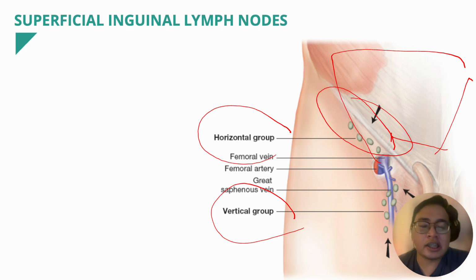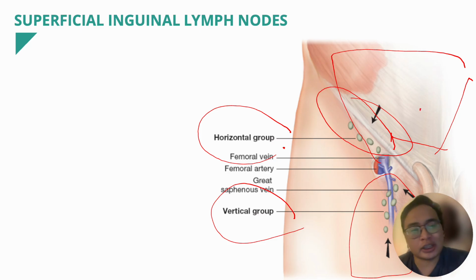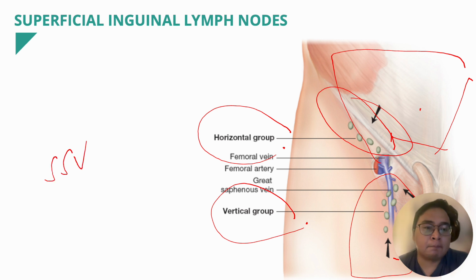In contrast, the vertical group drains the leg. So the horizontal group, upper portion; the vertical group, the lower portion. And take note that there is a certain portion of the leg which is drained by the small saphenous vein. So the lymphatic drainage there goes deep, so it's not palpable.